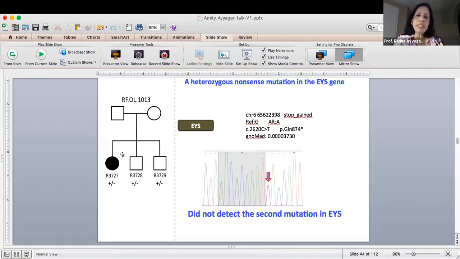And when we sequenced the whole genome, we found a mutation, a stop codon mutation, stop gain, in a gene called EYS. Mutations in EYS result in recessive retinal degeneration. But one mutation is not sufficient. We need to find the second mutation. So we analyzed this gene up and down, because we have already sequenced the whole genome, but we could not find the second mutation.